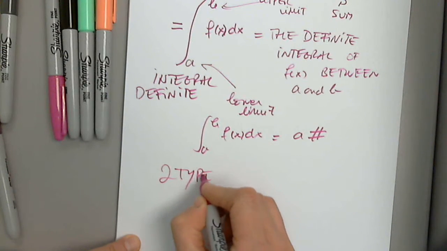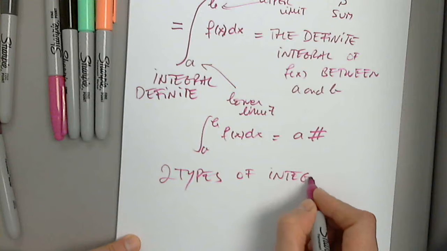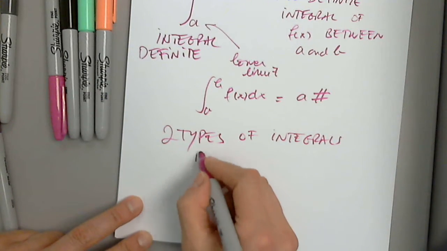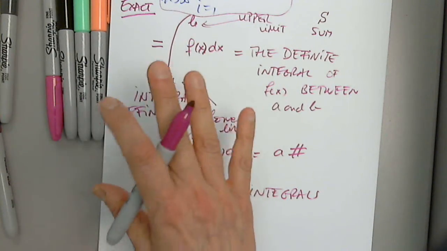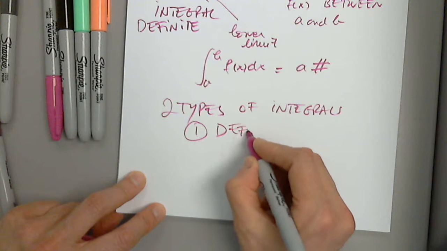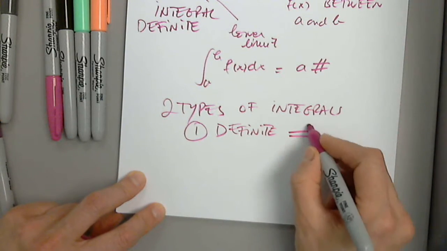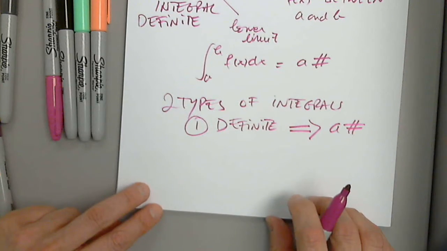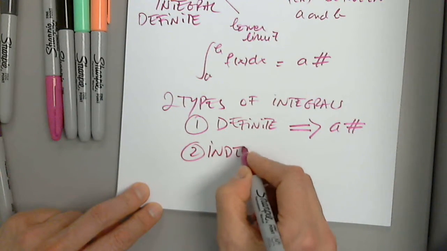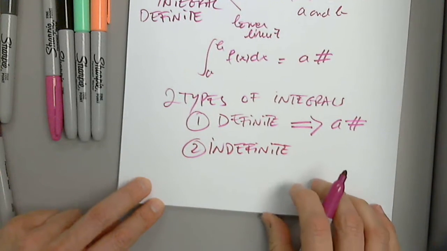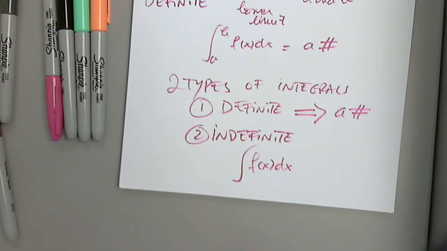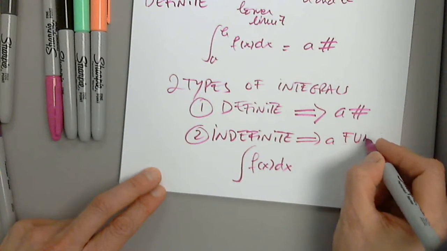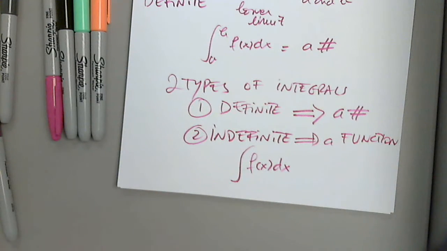So two types of integrals. One is the one that we just discussed. We don't know how to evaluate it yet. We don't know anything about it. We just know its name. One is the definite, which gives us a number. And the other one is called indefinite, which will look like this. It doesn't have an interval. And it will give us a function. To be exact, a family of functions. But a function for now.